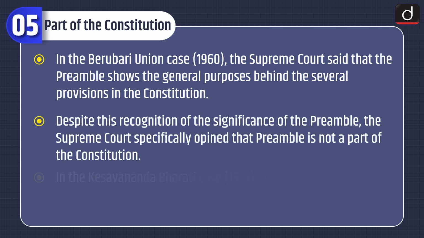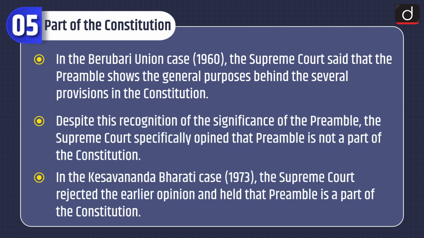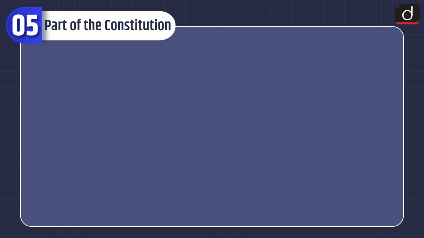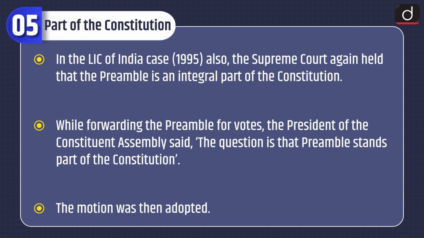In the Berubari Union case 1960, the Supreme Court said that the Preamble shows the general purposes behind the several provisions in the Constitution. Despite this recognition of the significance of the Preamble, the Supreme Court specifically opined that Preamble is not a part of the Constitution. In the Kesavananda Bharati case 1973, the Supreme Court rejected the earlier opinion and held that Preamble is a part of the Constitution. In the LIC of India case 1995 also, the Supreme Court again held that the Preamble is an integral part of the Constitution.